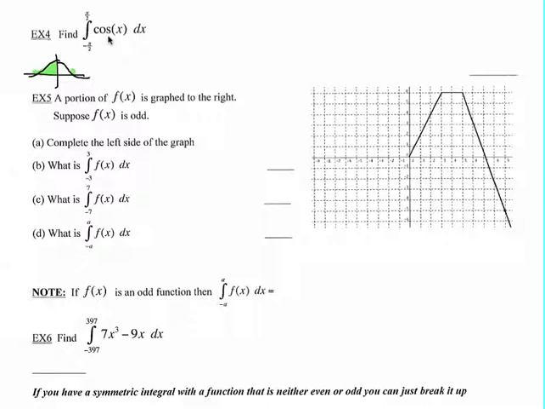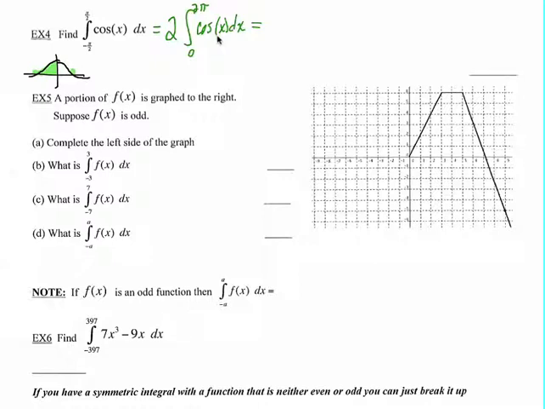So then this integral becomes, what we can do is find half of the integral and double it. So if we go from 0 to pi over 2 of cosine of x dx, that's the same thing as doing from negative pi over 2 to pi over 2.